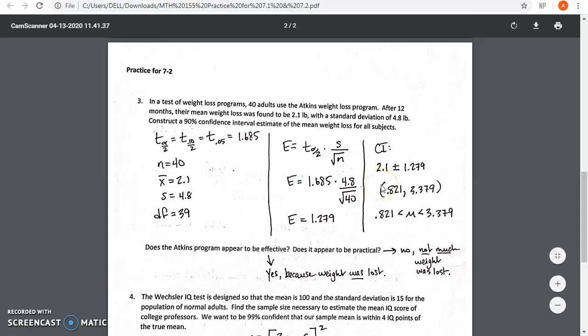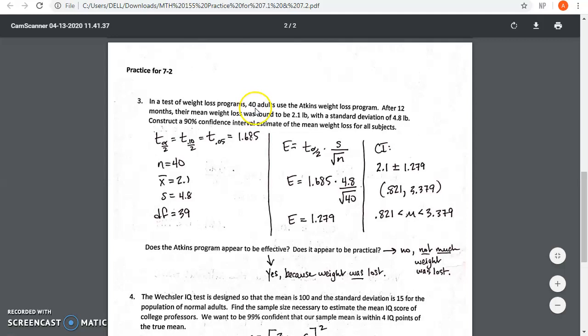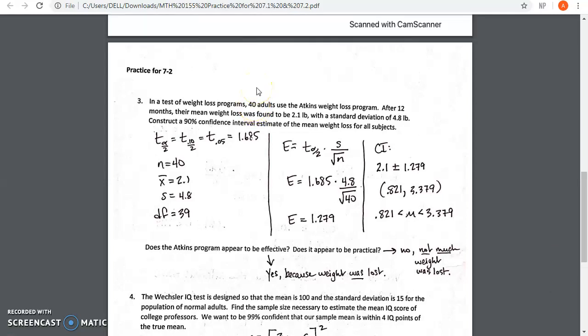Hey guys, I had a question about the practice problems for section 7.2, which deals with estimating population means. And so this is one of the practice problems for that section. I'll do number 3 on this first video, and then I'll do number 4 on the second video.